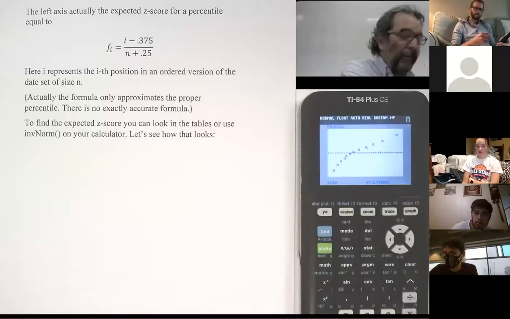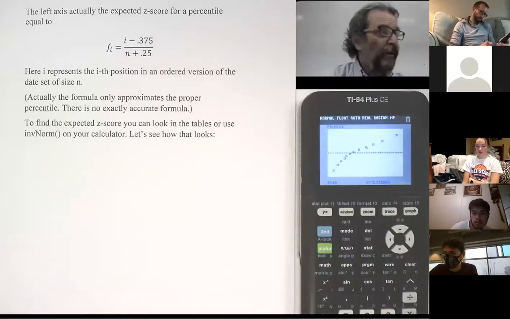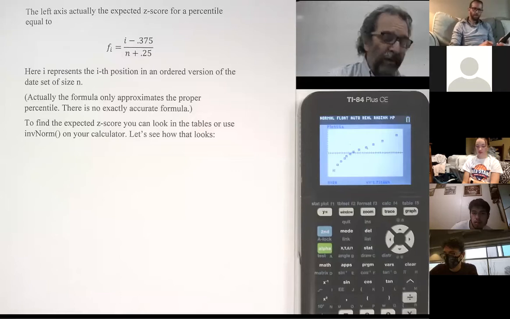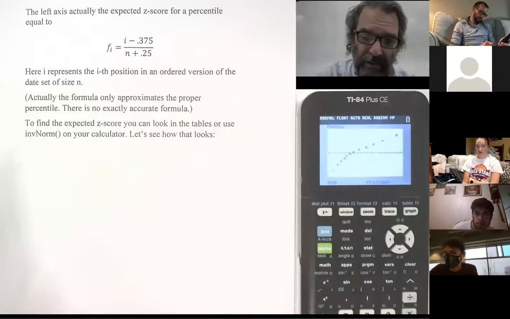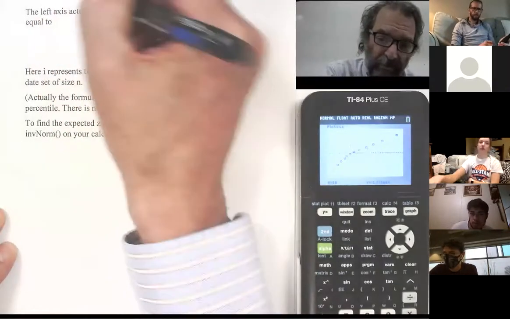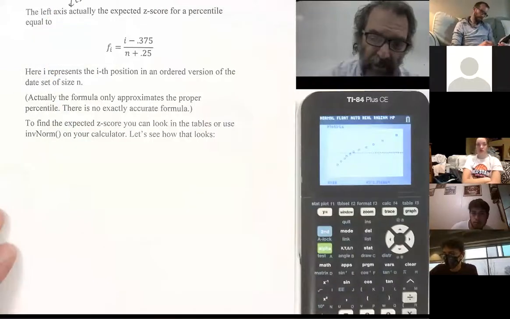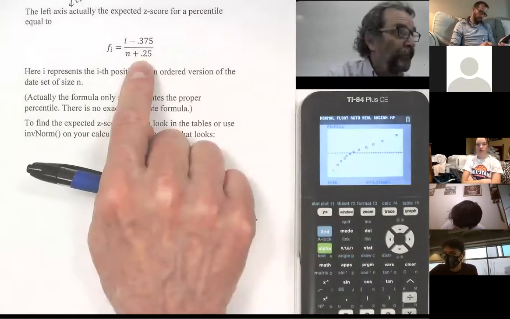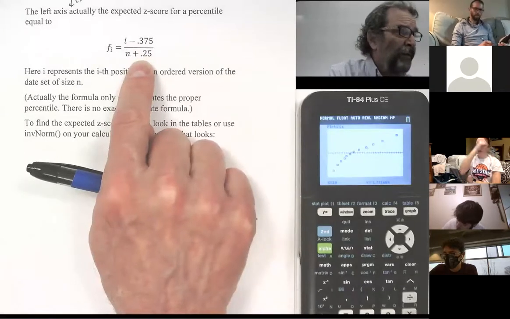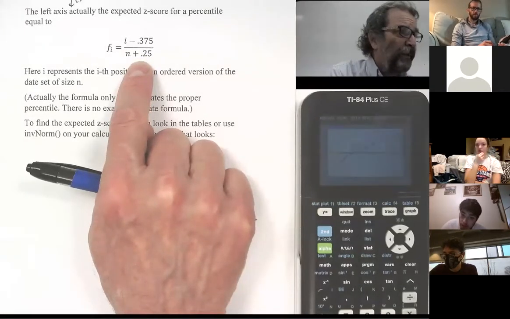There we go. So it says here, and I took this out of the book. And this is kind of crazy, but this is it. The left axis is actually the expected z-score for a percentile equal to this number. So the first order of business is to make these numbers.